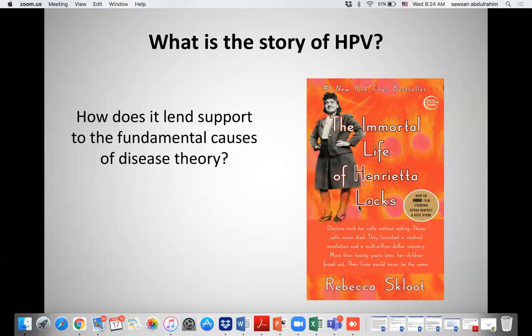These are called HeLa cells, H-E-L-A, and they come from Henrietta Lacks because the tube where these cells came from had the first two letters of her first name and the first two letters of her last name. Anyways, it's an interesting book, and I highly recommend it if you want to read about science and ethics and cervical cancer and HPV.